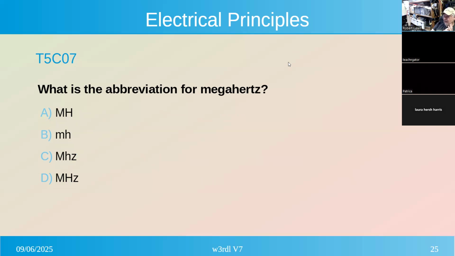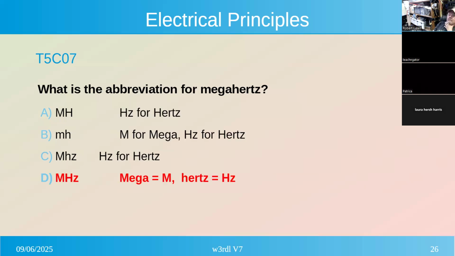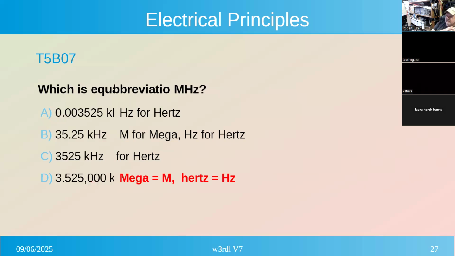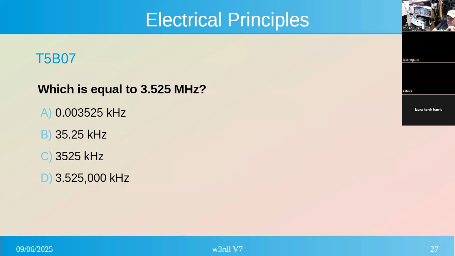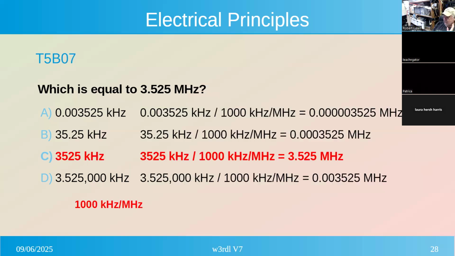What's the abbreviation for megahertz? Delta. Mm-hmm. Which is equal to 3.525 megahertz? Charlie. Charlie. Yeah. Very good.